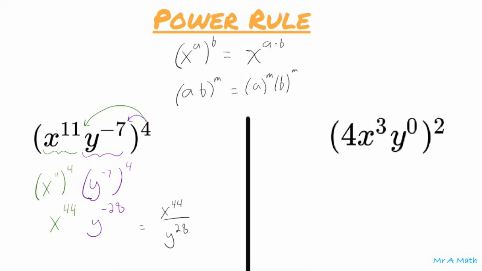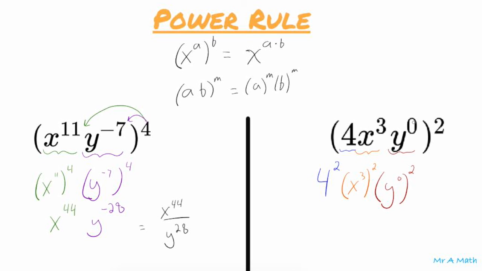Okay, over here we have one more. So if I go ahead and I take each individual variable, let's go ahead and treat the 4 as its own variable because it is, and that gives me 4 to the 2nd power. And then let's go in orange for the x variable. That's going to leave me with x to the 3rd power all to the 2nd power. And then red for the y variable. And then that's going to leave me with y to the 0th power to the 2nd power.